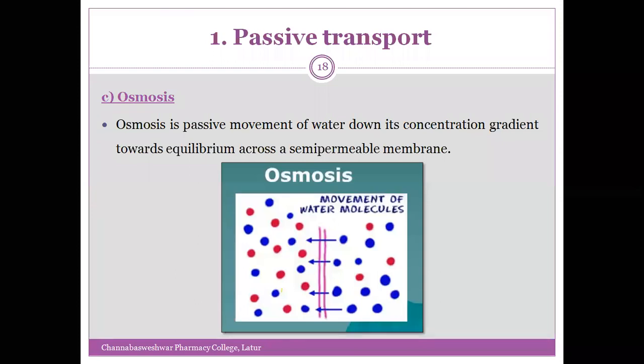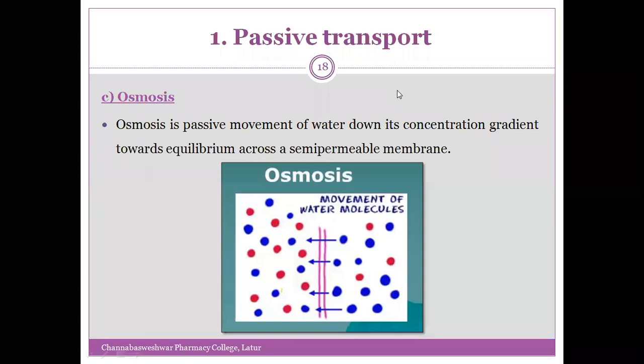So now, the next, third subtype under passive transport, that is osmosis. Simple. Osmosis means what? The transportation of water through the semi-permeable membrane. Substances such as water and alcohol can be transported through the osmosis process.